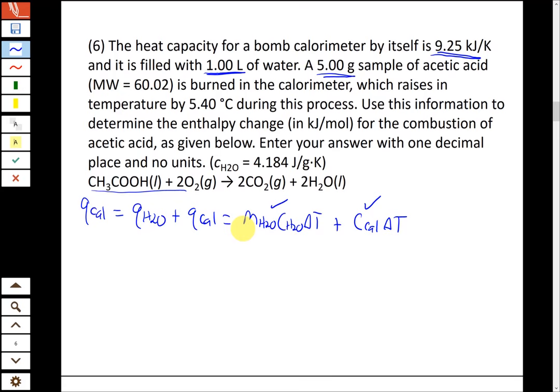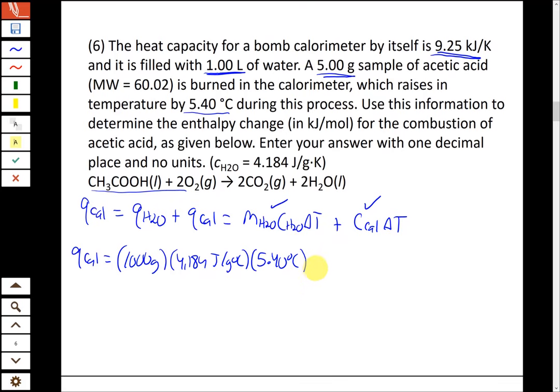All right, so with that in mind, we can now calculate this first part. The heat for the calorimeter is going to be the mass of water. We want the mass in grams because the heat capacity for water is in joules per gram Kelvin. So we have 1 liter, which is 1,000 milliliters or 1,000 grams. So you have 1,000 grams of water, heat capacity of 4.184. And then our delta T, we're saying that we're raising the temperature by 5.40 degrees Celsius, so delta T is a positive 5.40. And then we're going to add to that the heat capacity of the calorimeter.